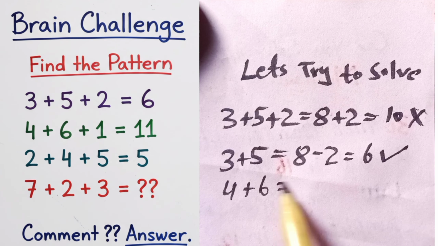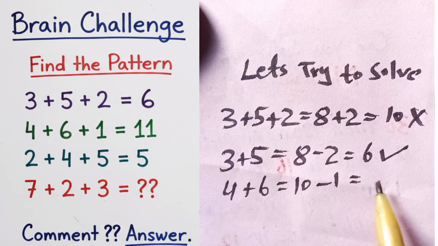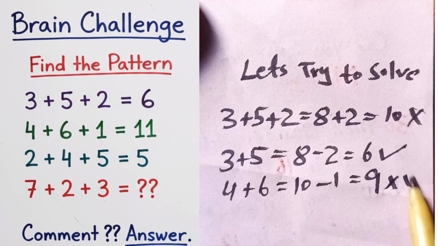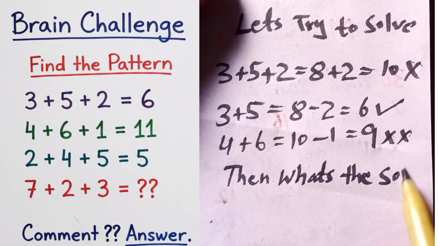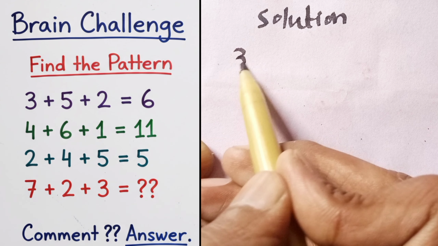4 plus 6 equals 10 minus 1 equals 9. Oops, that's wrong, because in the second equation we have 11, not 9. Then what's the solution? Now comes the final solution.